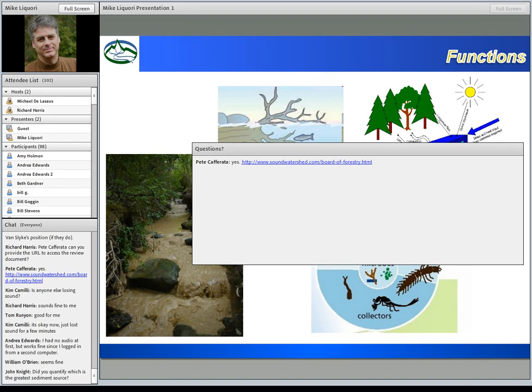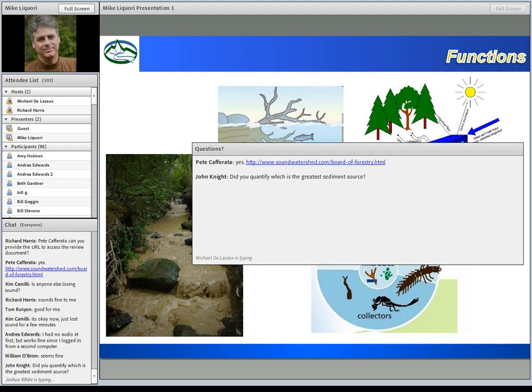It seems like we don't have any questions. Oh, here we go. John Knight is asking, did you quantify what is the largest sediment source? And I'm presuming that of those sources that you were talking about, what did you find?